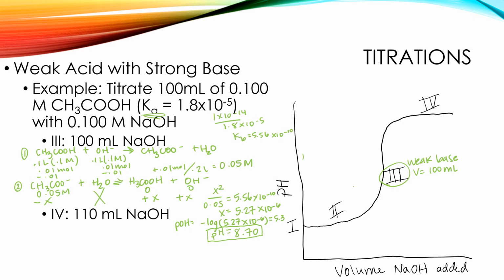Finally, in region 4, we have excess strong base. So we just have to figure out how much excess strong base we have.